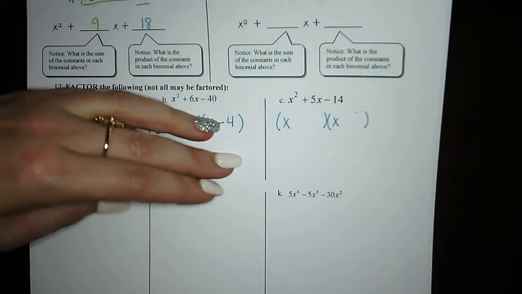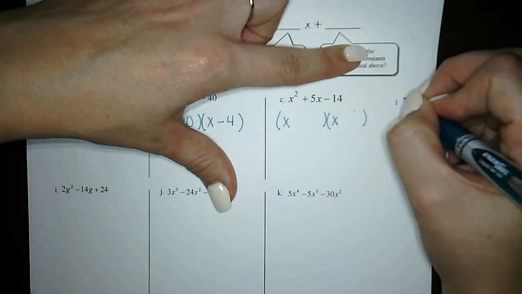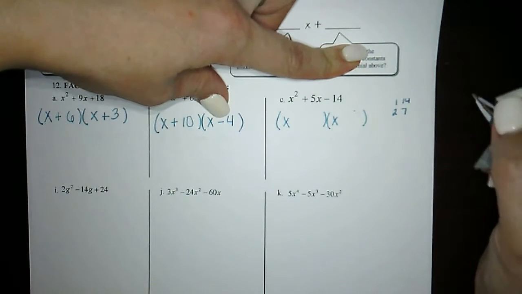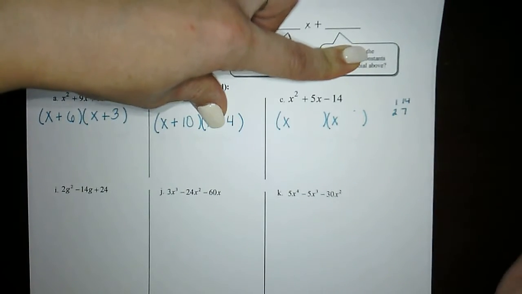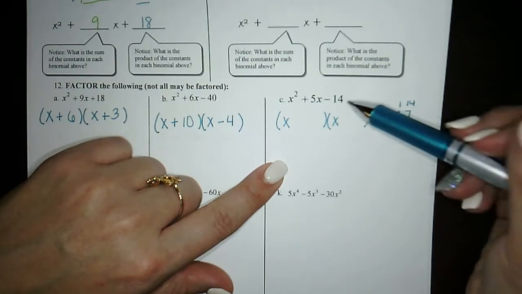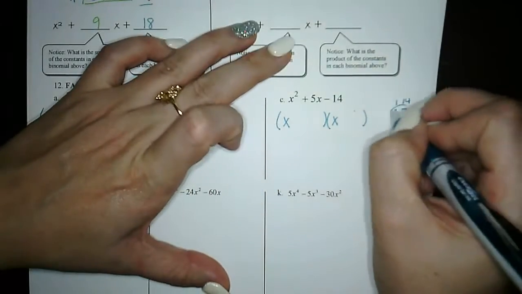And if it helps, list out all your factors of this last number. 14 is 1 and 14, 2 and 7. And then I could have whatever numbers with the negatives and positives. So which two numbers can multiply to give me 14 and add or subtract to give me 5? 2 and 7.